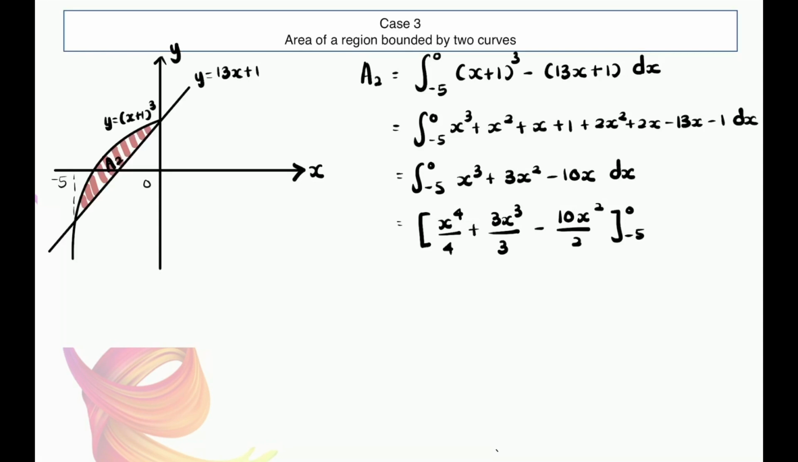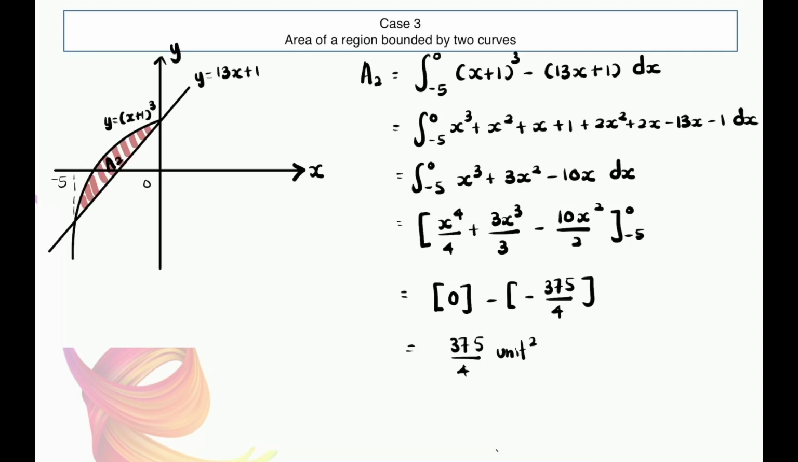Okay, so let us compare our answers. So the first bracket will give you 0, and the second bracket gives you minus 375 over 4, and so it's 375 over 4 units squared. So now we have already found area 1, the first part, and area 2, the second part.